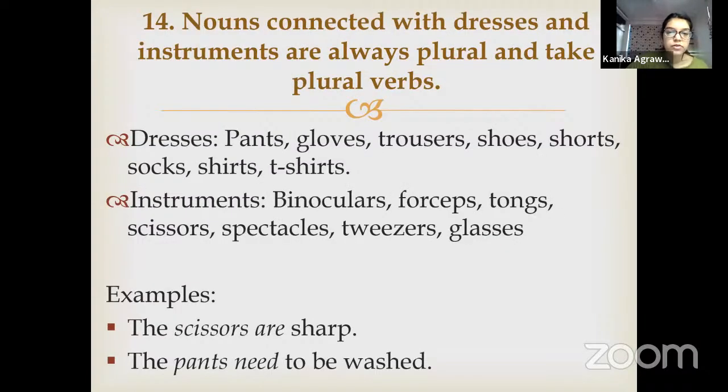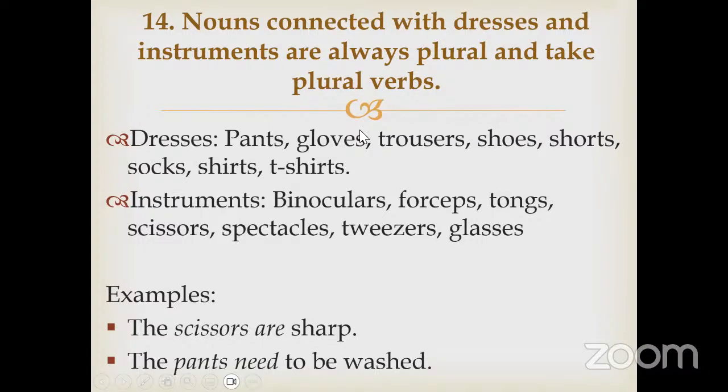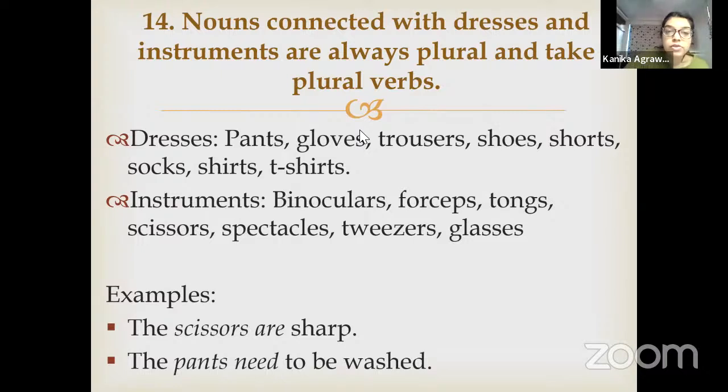Okay. So, was this slide clear about the dresses and instruments? Everybody, are you guys sleeping or what? I'm not getting any responses.